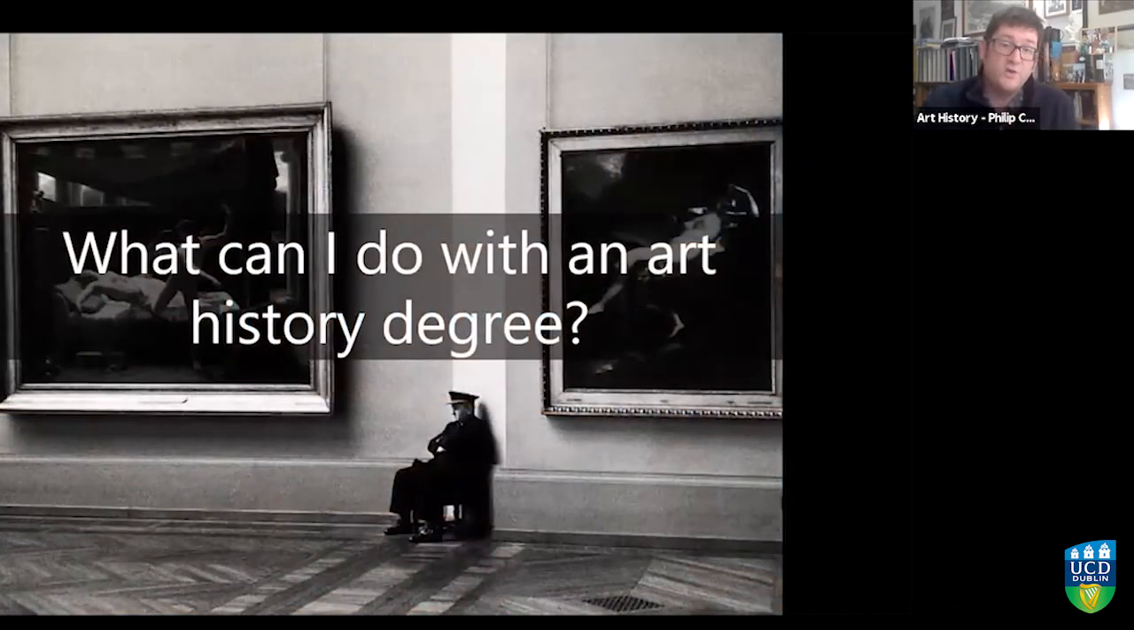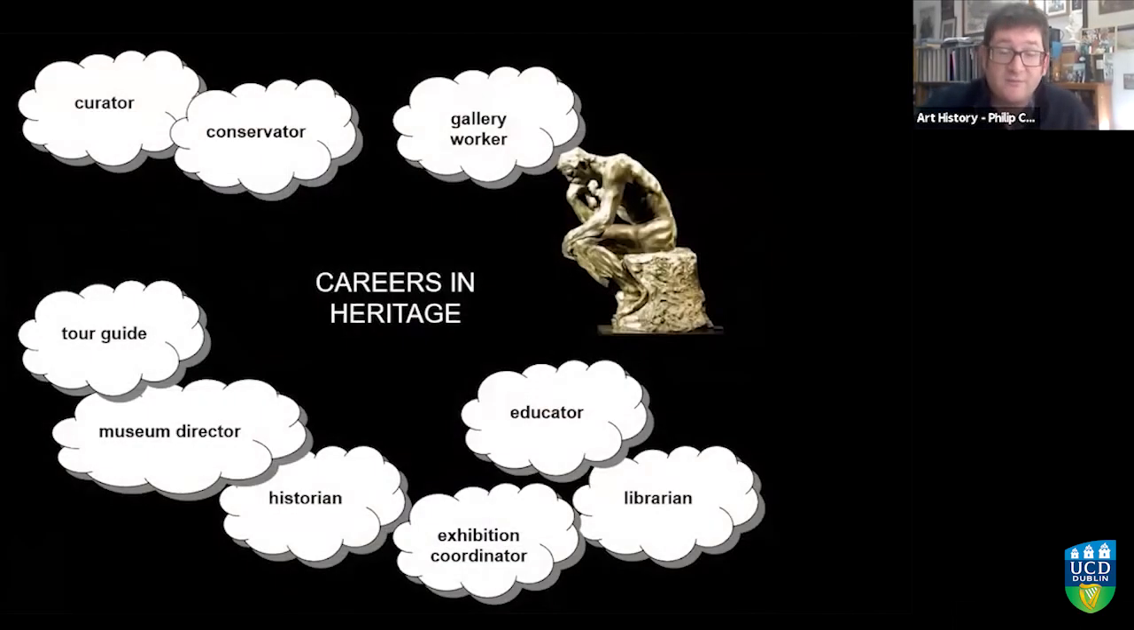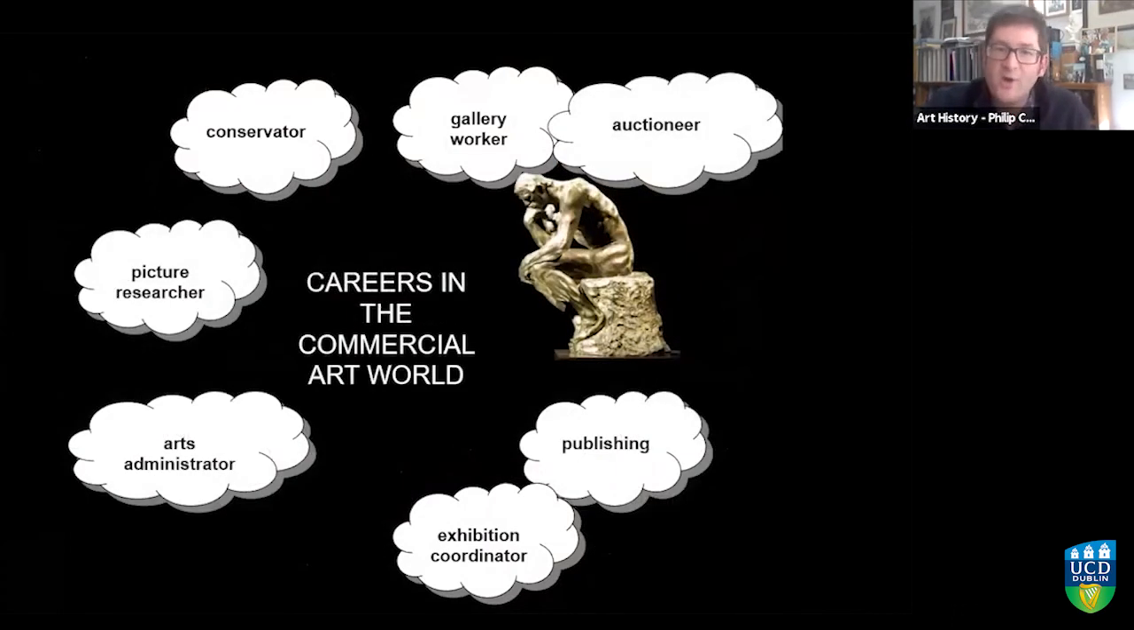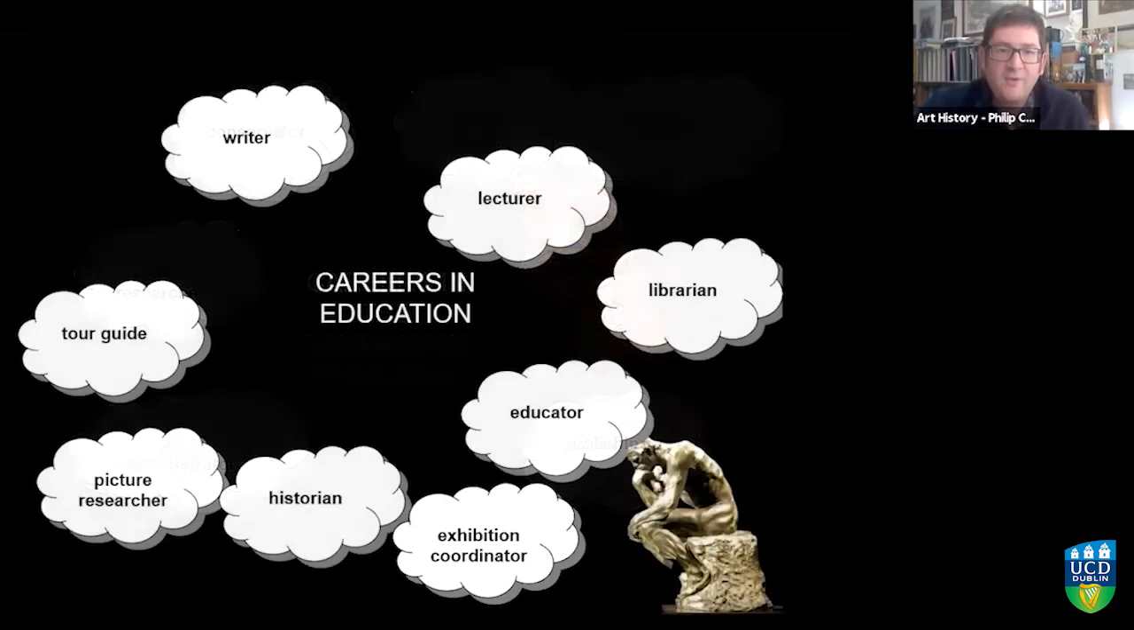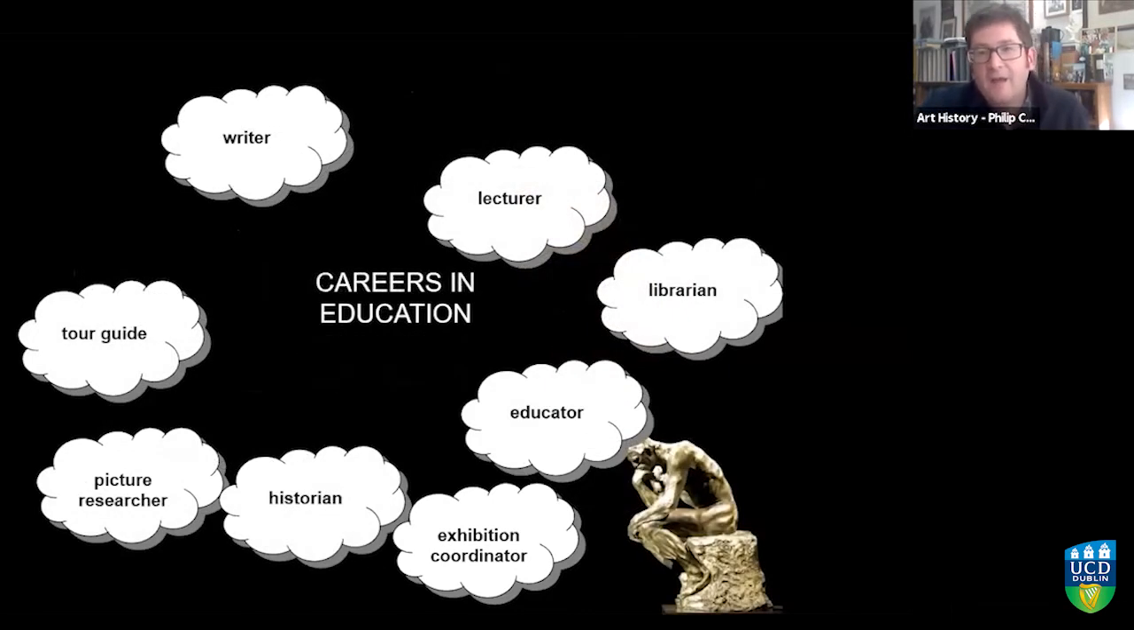And in terms of what you can do with an art history degree, well, traditionally, if I was doing this 10 or 20 years ago, as I did actually 20 years ago, I'd often be pushing the more traditional aspects of the vocational side of an art history degree. So careers in heritage, such as a gallery worker, a museum director, tour guide, careers in the commercial art world, such as an auctioneer, but also working in publishing and as a picture researcher.